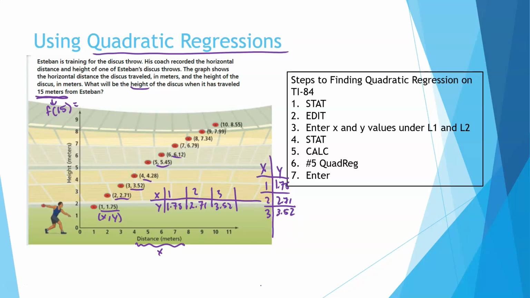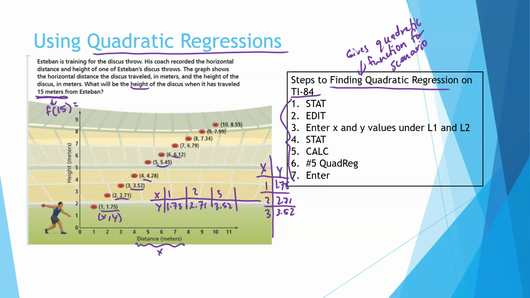No matter which way you're given that information, we can do what's called finding the quadratic regression on our TI-84. The quadratic regression gives us the quadratic function for the scenario. Okay, so I want you to pause the video real quick and get these 7 steps down, or after I go through the problem on the calculator, you could pause it after and put that down.